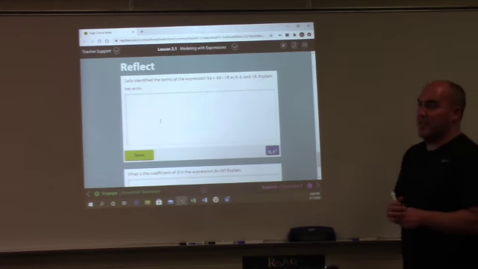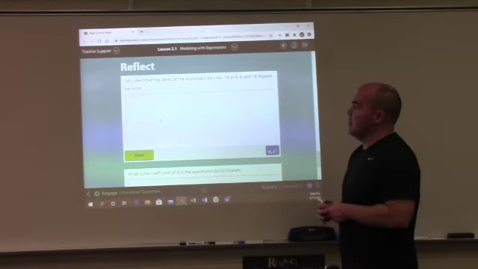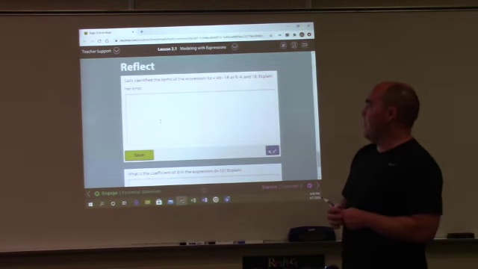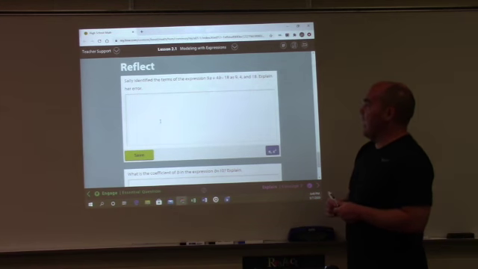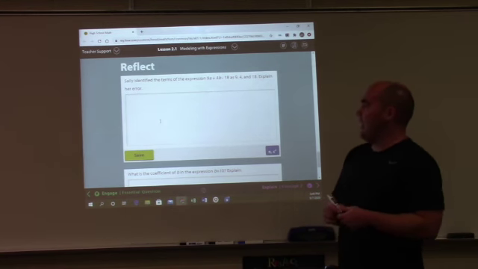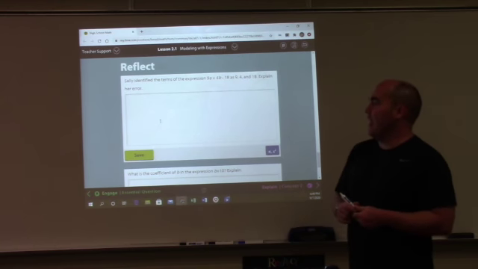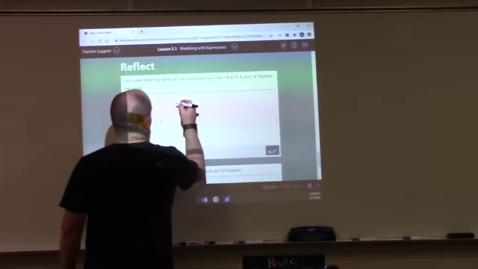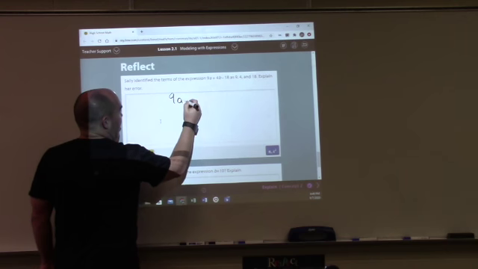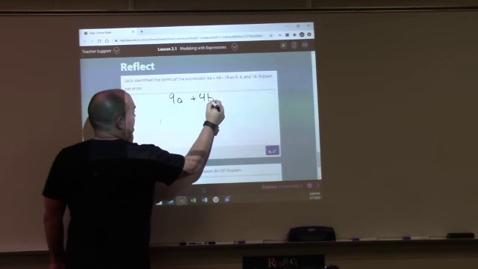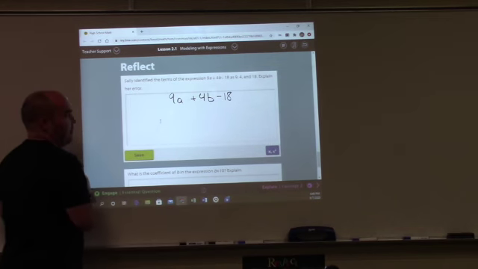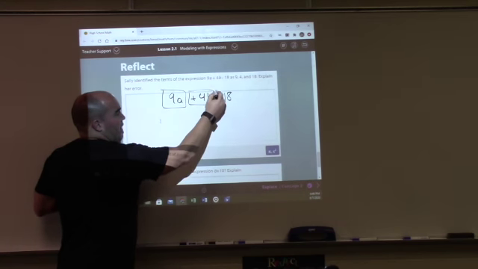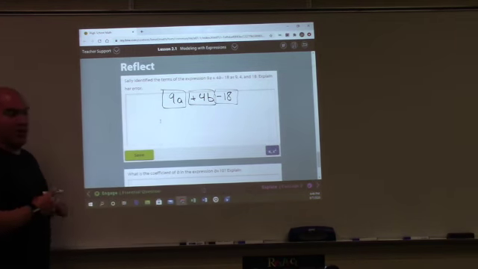Alright, this is a good question because this is what's going to happen on your STAR test a lot of times. It says, Sally identified the terms of the expression 9a plus 4b minus 18 as 9, 4, and 18. Explain her error. Okay, so it says Sally identified the terms. Well, if Sally was identifying terms, we have 9a plus 4b minus 18. So the 9a, the plus 4b, and the minus 18, those are your three terms.